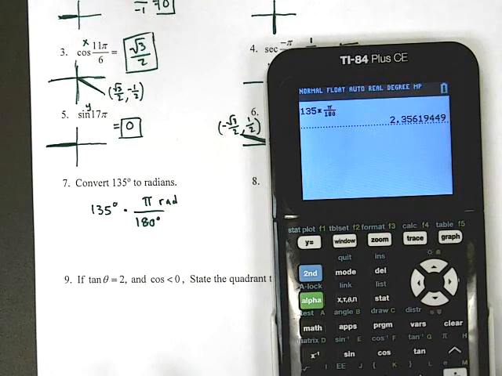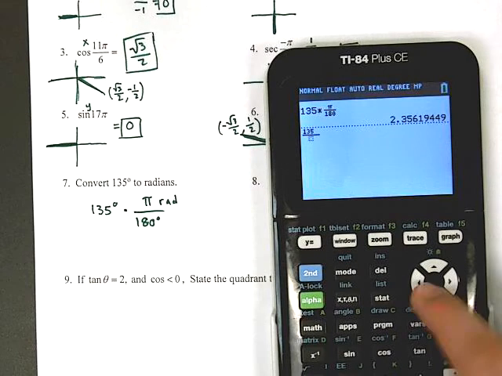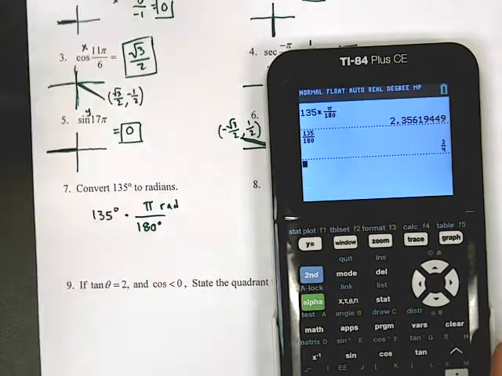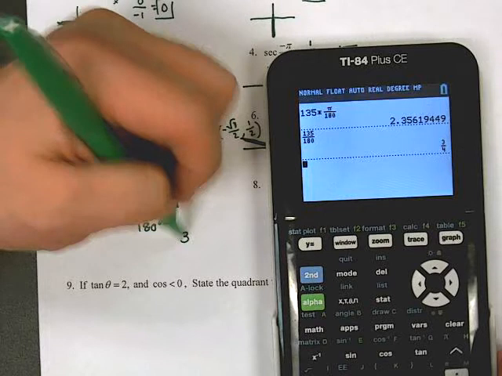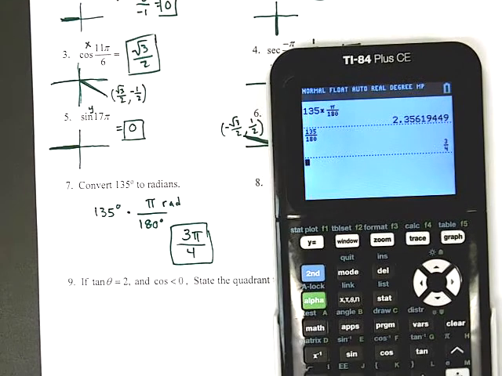You know what? Let's do that again. Guys, I'm going to do this without the pi. Sorry about that. So if I do 135 over 180, I get 3/4. So now I know that I have 3 pi over 4 radians. All right, sorry about that.